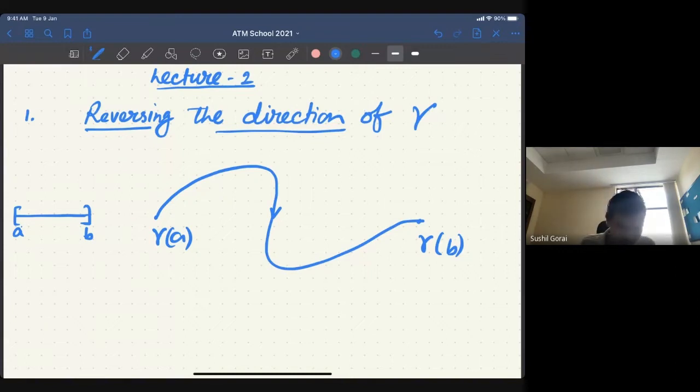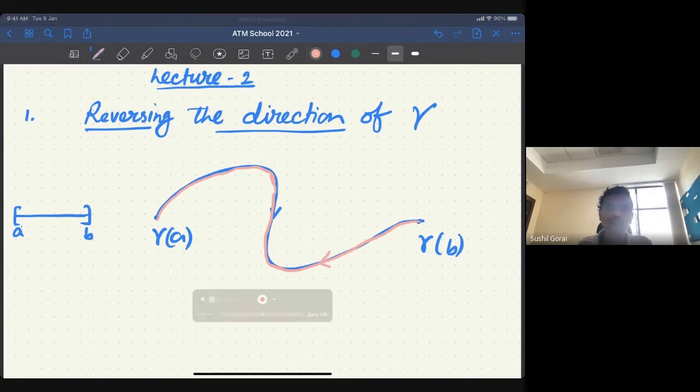And so reversing direction would be coming along the same curve, but along the opposite direction.